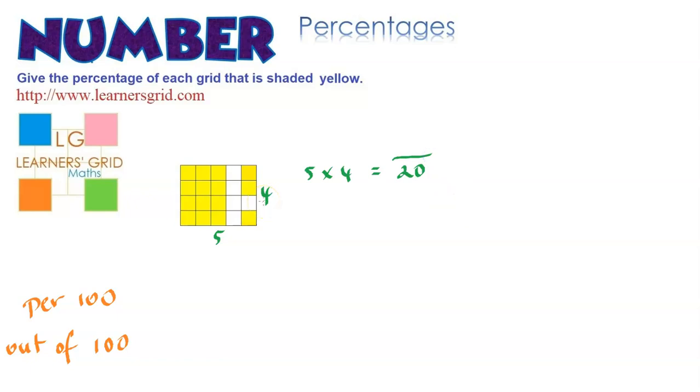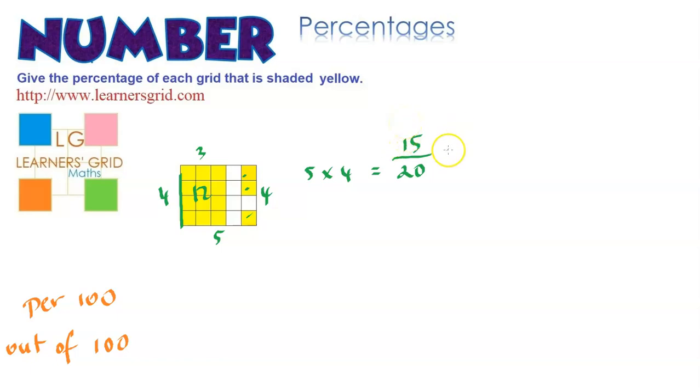And how many of these squares are yellow? Well, there's 3 this way and 4 that way. So that's 12, 13, 14, 15. So 15 over 20. Great. Now I have my fraction.